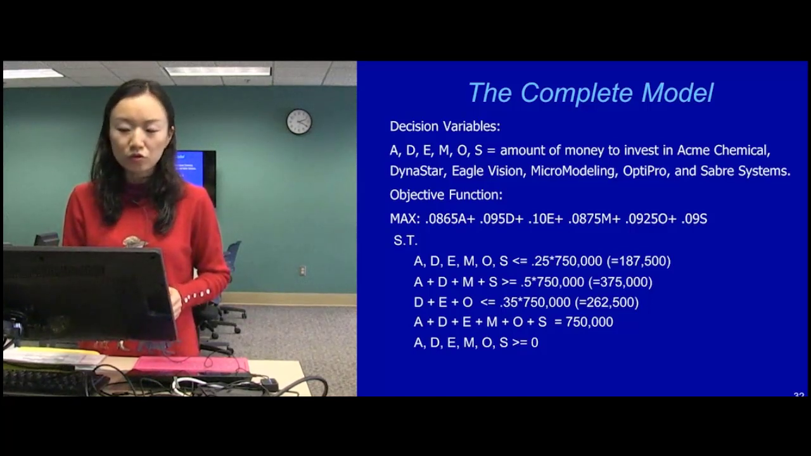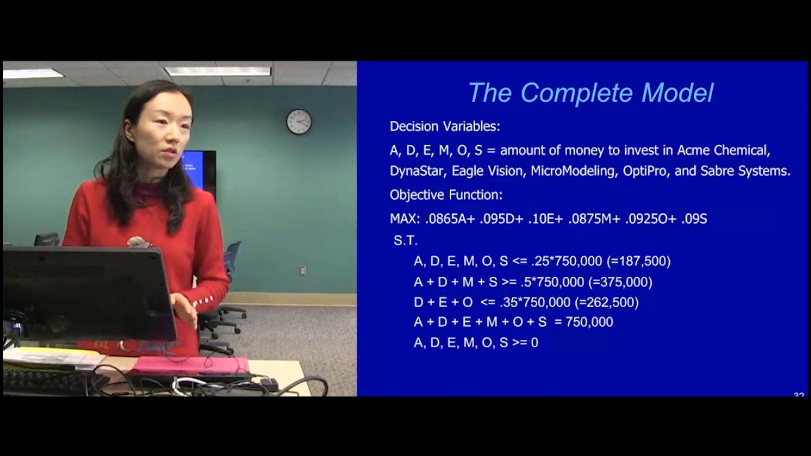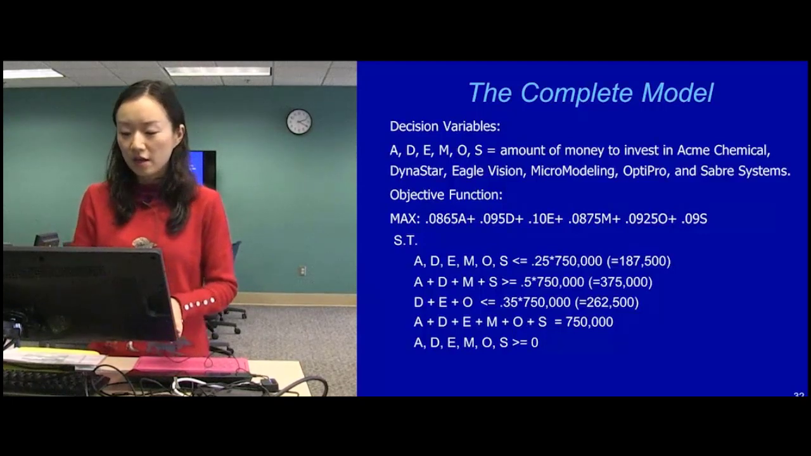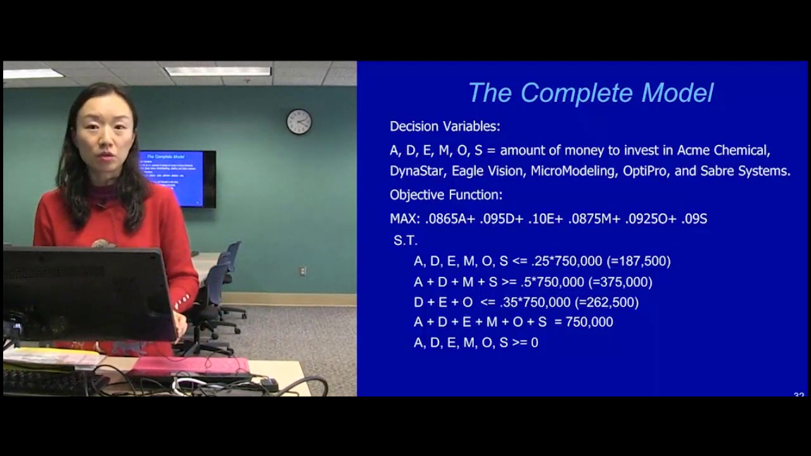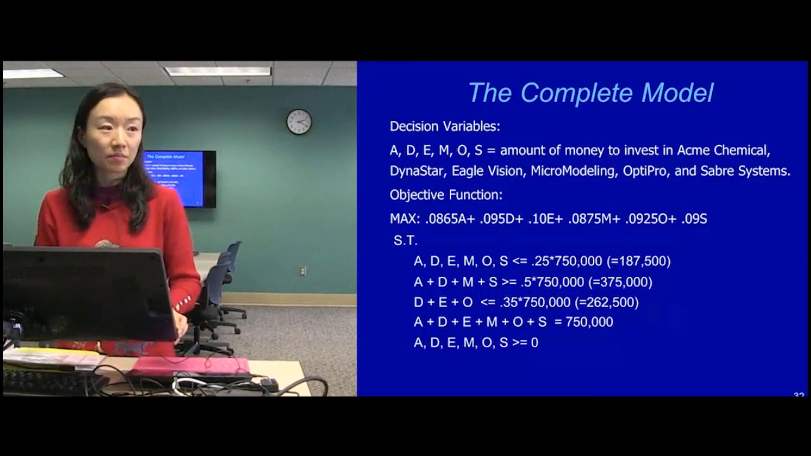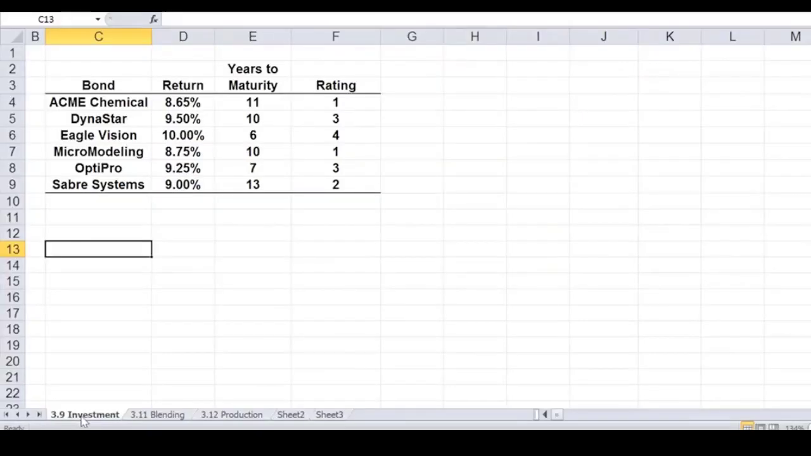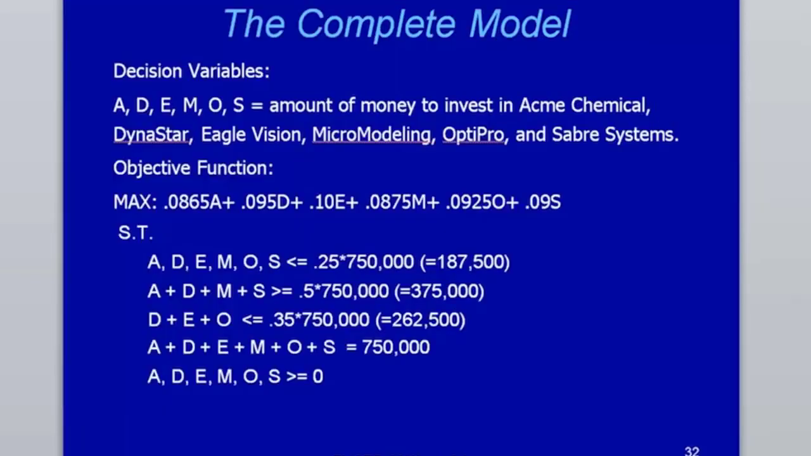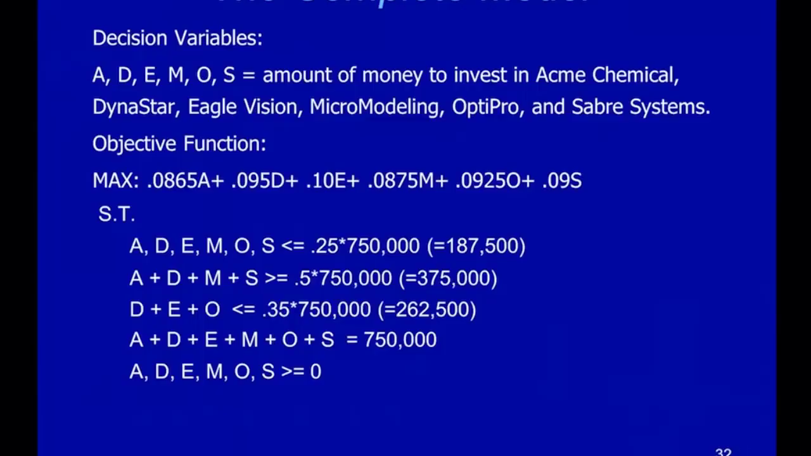So the first thing we're going to do will be to implement this model in Excel. Okay, and we did have this investment problem formulated last time, and this shows the complete model. To save some time, I already put those data in this spreadsheet, so you don't have to input it. So these are the data I put, so that's the 3.9. And just briefly review what we implemented.